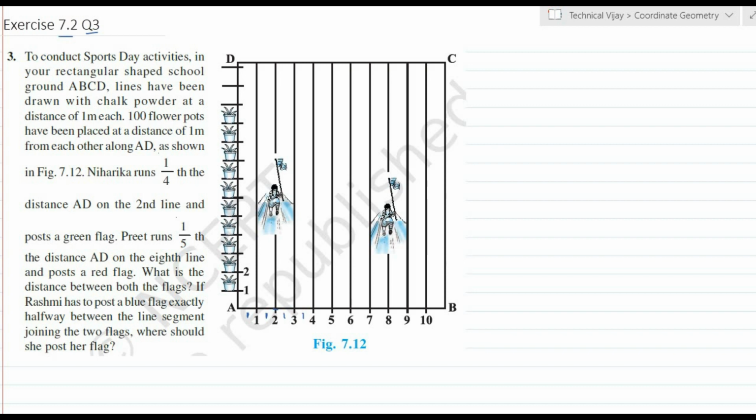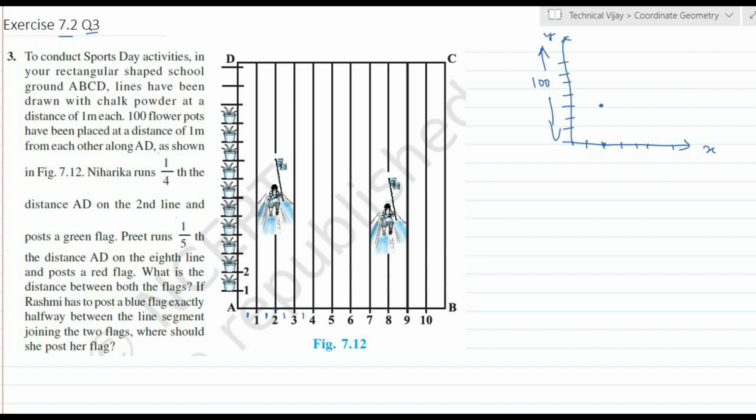So here this is the y-axis and this is the x-axis. Okay. So only the positive portion I have written. This is the x-axis and this is the y-axis. So here 1 meter each it is marked. Okay. And Niharika, in the second line, she runs up to 1/4. This is 100 meters. And at each 1 meter, 1 flower pot is there.